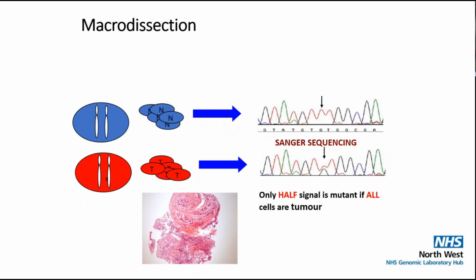So just to go a little bit more detail and show how the macro dissection helps. If you're sequencing material that is all one population of cells, we get a nice pattern, we can see every base. If our sample was all tumour cells and they had a mutation, that would only be in half of those cells, or only half of the signal would be that mutant. And you can see right in the middle there, pointed out by the arrow, you see those two peaks showing that there's two bases at that one location, indicating a mutation.